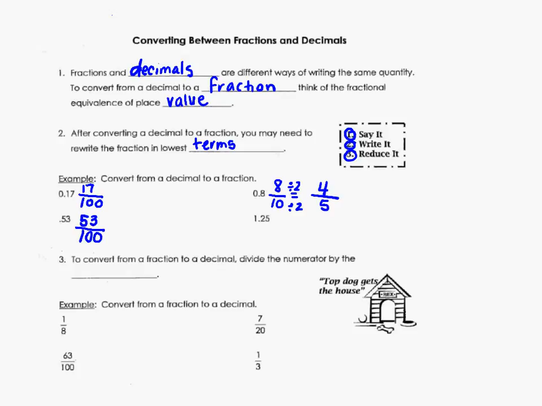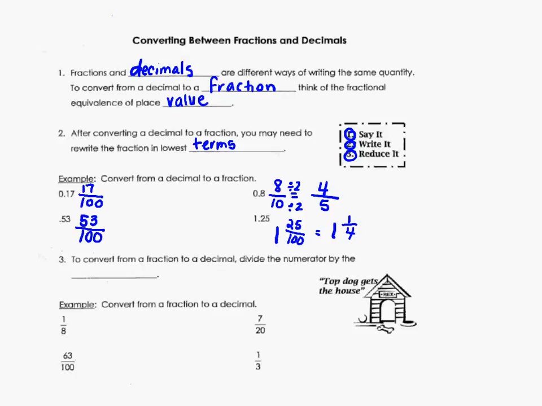Let's look at this next example, though. We have a whole number. I read it 1 and 25 hundredths. So I'm going to write it 1 and 25 hundredths. And then I'm going to reduce it. The greatest common factor of 25 and 100 is 25. So I'm going to reduce it to 1 and 1/4. So to go from a decimal to a fraction, I'm going to say it, write it, reduce it.